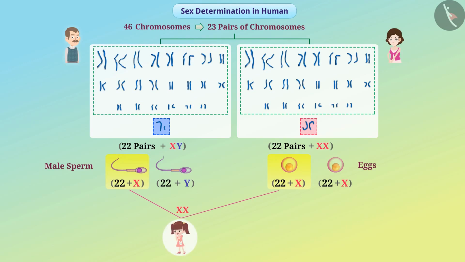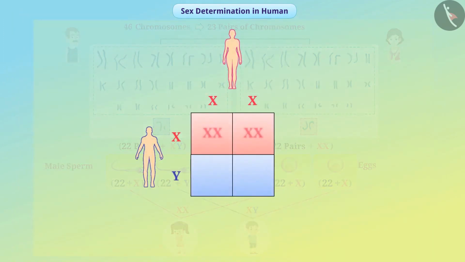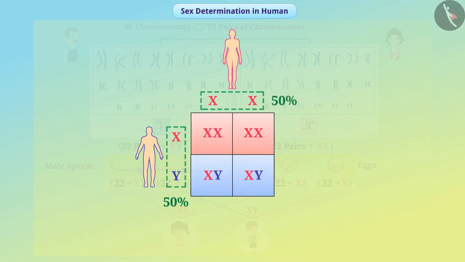But if the sperm with Y chromosome fuses with the egg containing X chromosome, then the sex chromosomes of zygote will be XY, which develops male traits. Since half of sperms have X chromosome and half of sperms have Y, therefore, the probability of zygote being male is same as that of being a female.